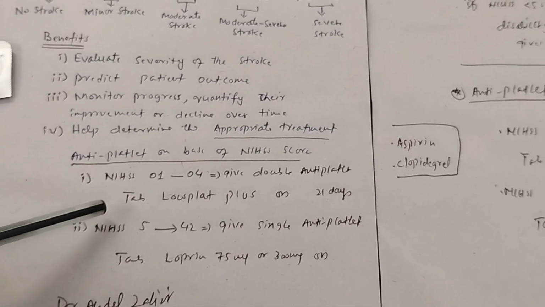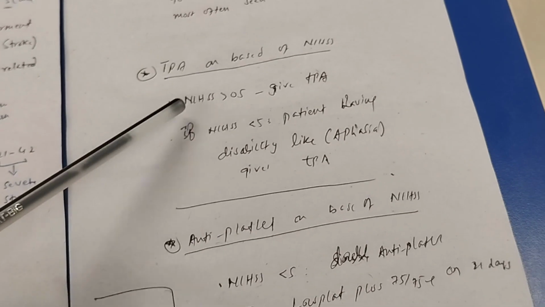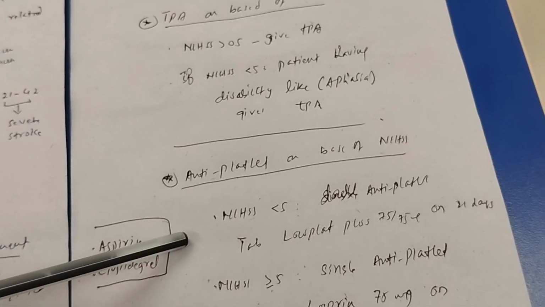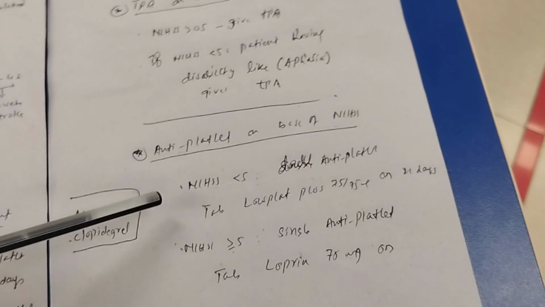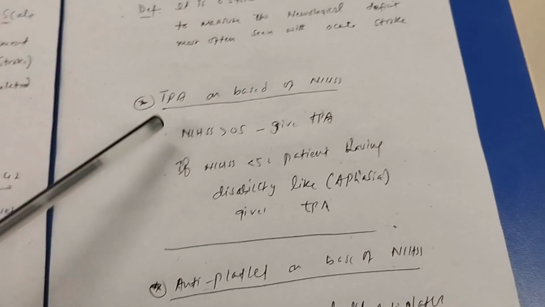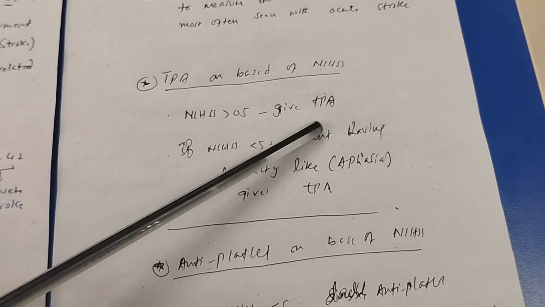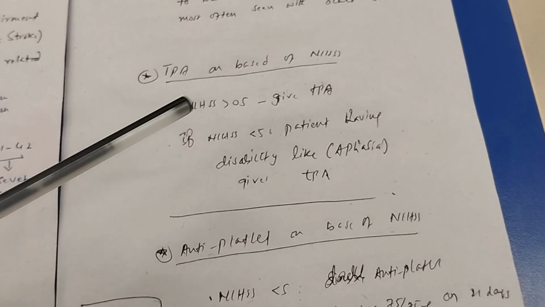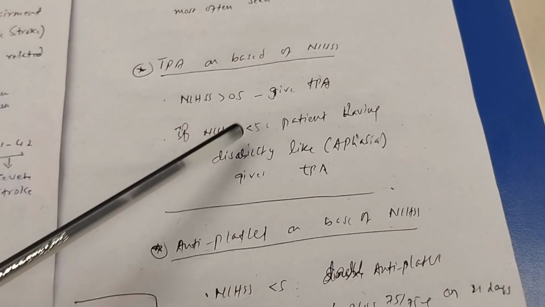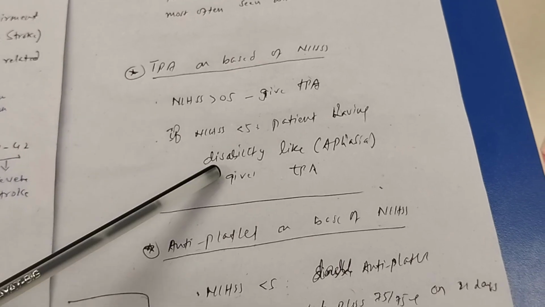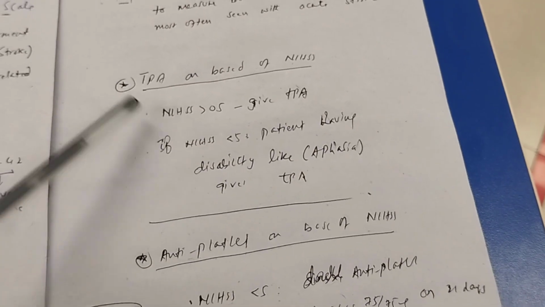It is very important, because on the basis of the NIHSS score we will decide whether we should give tPA or not, and also whether we should give single antiplatelet or double antiplatelet. For tPA, if the NIHSS is 5 or more than 5, we give tPA. And if the NIHSS is less than 5, we mostly don't give tPA, but if the patient has some disabling deficit like aphasia, then we can give tPA.